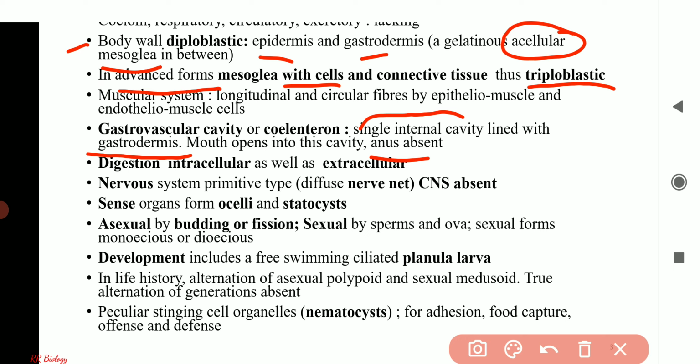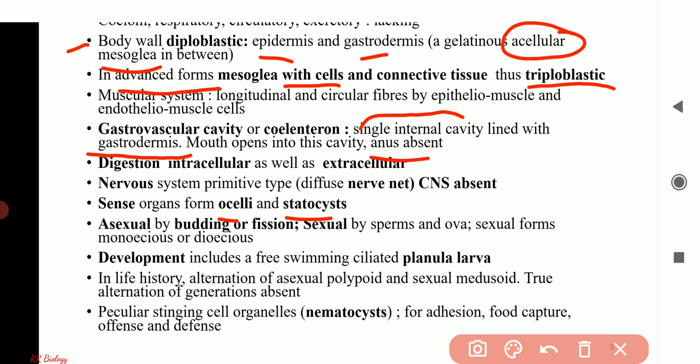Sense organs, they form some structures like ocelli and statocysts. Ocelli are what? They are simple photoreceptors. And statocysts, they are what? They are basically the balancing organs present in these bodies. If we talk about reproduction, it is asexual by means of budding or fission, and sexual by means of sperms and ova. And the sexual forms here are monoecious or dioecious.